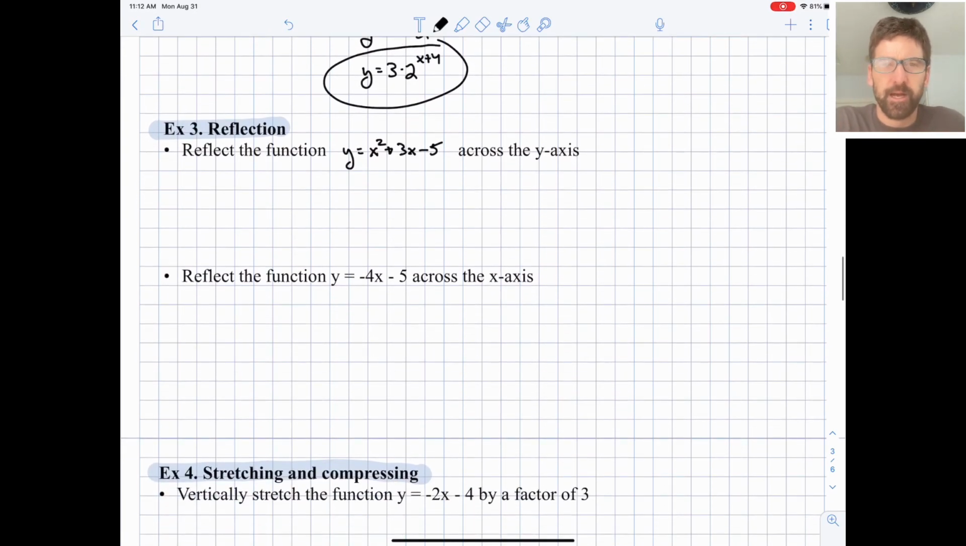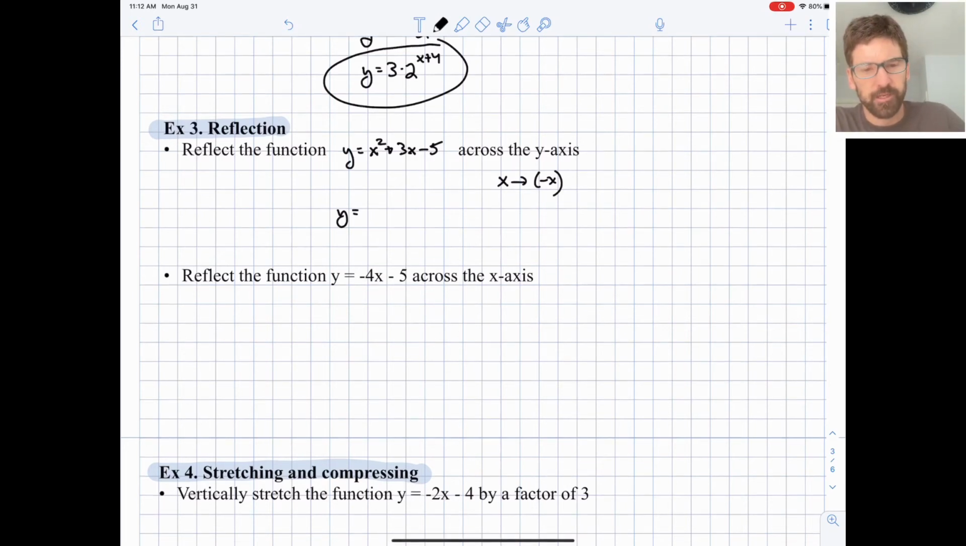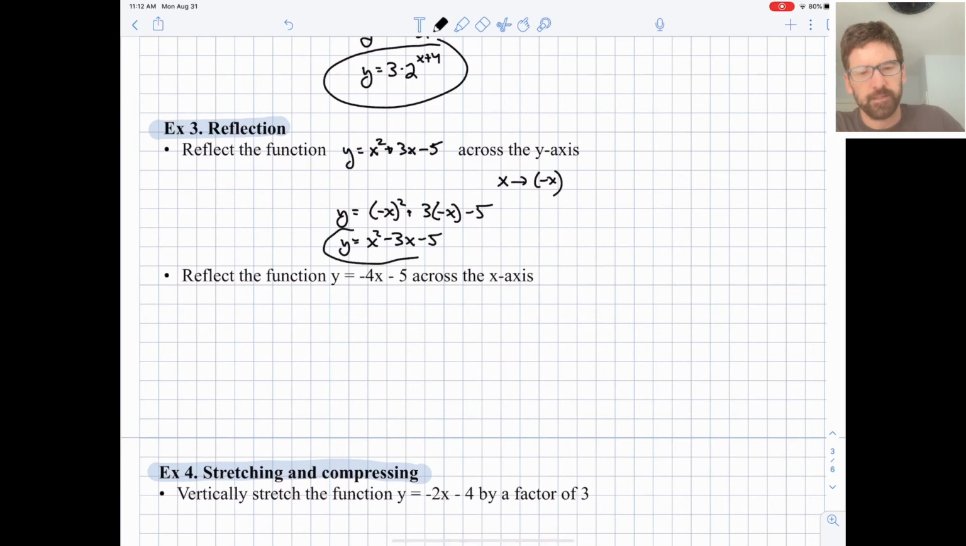Reflect the function across the y-axis, so it's a horizontal reflection. So what that means is x is going to turn into a negative x. So we replace all our x's with a negative x, and that essentially flips our function in the left-right dimension. So our new function is going to be a negative x quantity squared plus 3 times a negative x, and then minus 5. So a negative x squared is the same as x squared, but that 3 times negative x turns into a minus 3x. And that would be our solution right there.